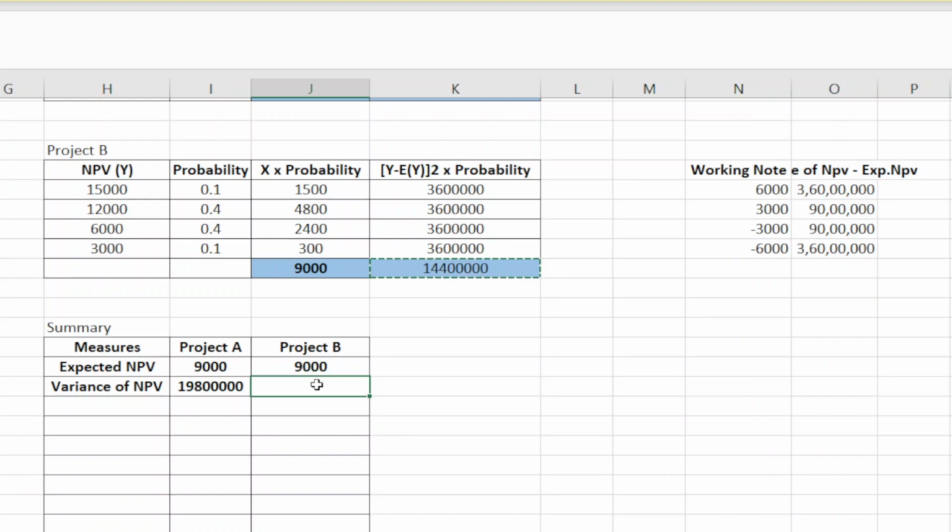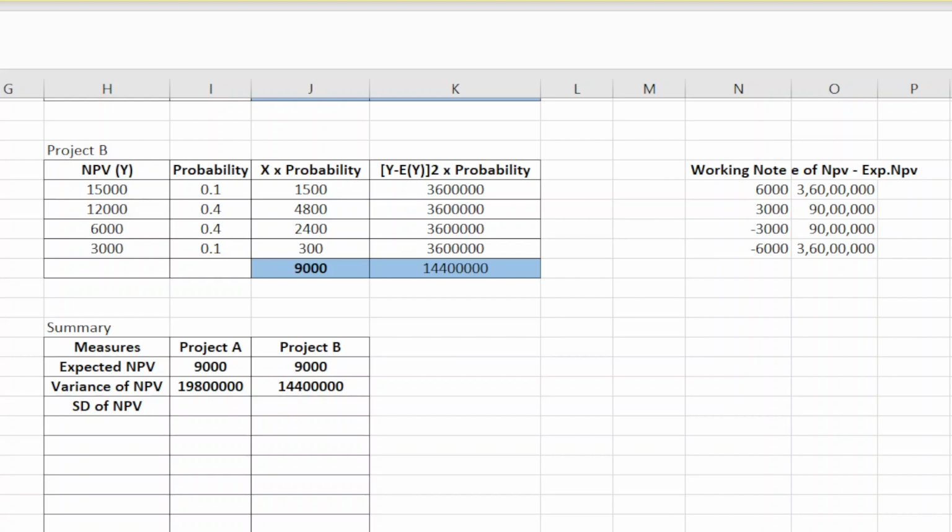Just a second. Just taking a little bit of time. I want to understand what is the reason. 1 crore 44 lakhs. Yes. So I have written expected NPV and variance of NPV. Now I need to do standard deviation of NPV. As I have variance, I need to do a standard deviation.